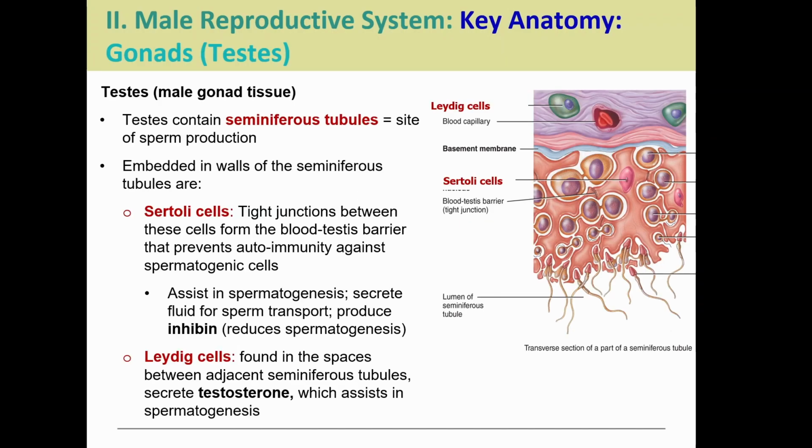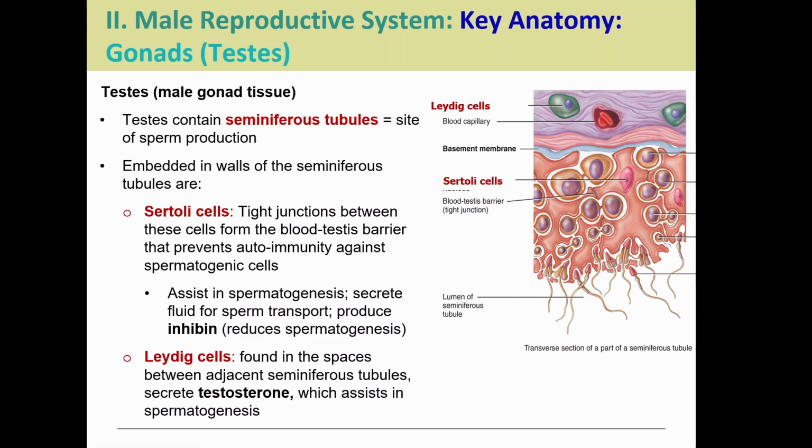So let's go ahead and talk about the testes a little bit more. Again, inside the testes, we have what are called seminiferous tubules. This is where we are producing sperm. So inside of these seminiferous tubules, we have Sertoli cells and Leydig cells. The Sertoli cells, these guys that we see here, right, in kind of like this pink color, they are going to form the blood-testis barrier.